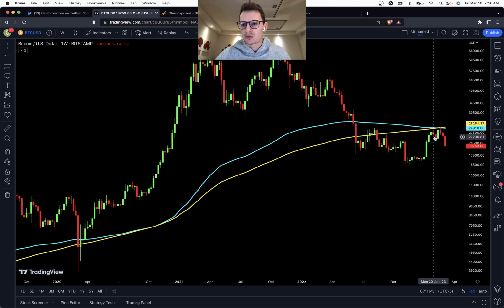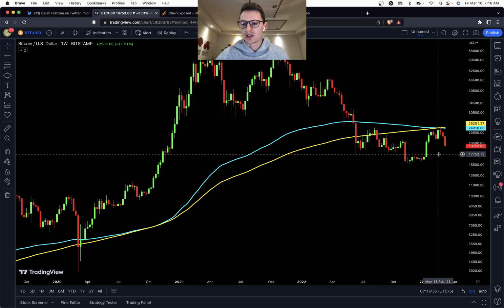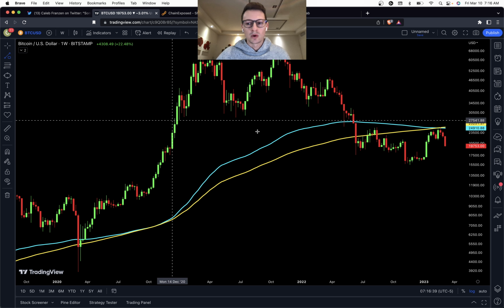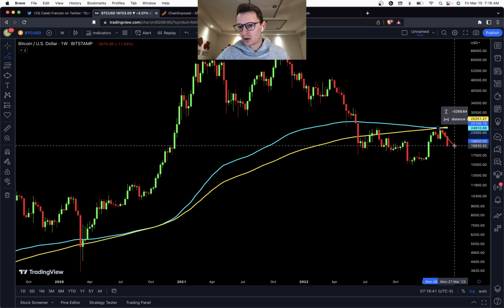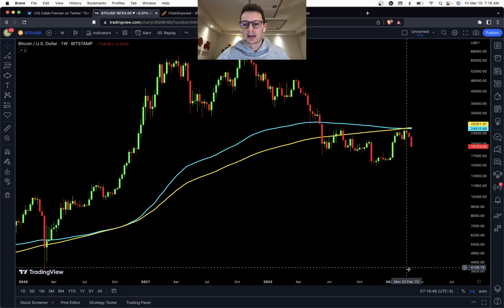Sure enough, we came right into that range, hit the target perfectly. I was warning about it as potential resistance. Sure enough, clean rejection, right? So far, keyword here, so far, the price of Bitcoin has fallen 21% since retesting that level.